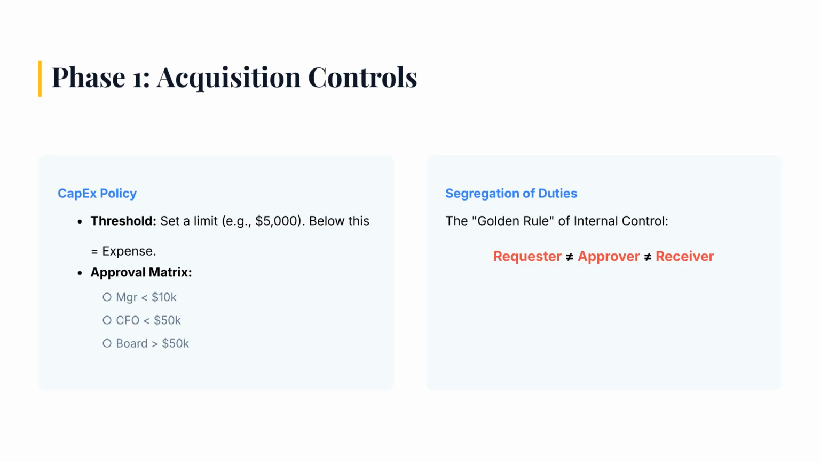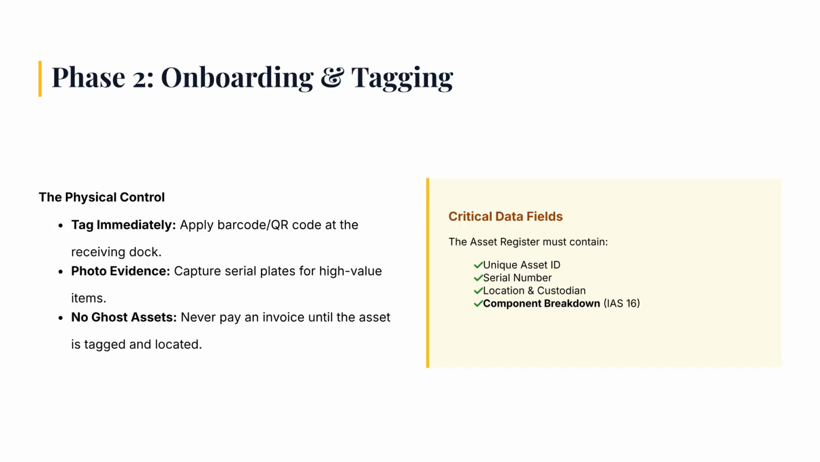Now look at the right side. This is the golden rule of internal control, segregation of duties. The person who requests the asset cannot be the same person who approves it. And crucially, neither of them should be the person who receives it at the dock. If one person can request, approve, and receive, they can easily buy a laptop for their personal use and hide it in the company expenses. Segregation breaks that chain.